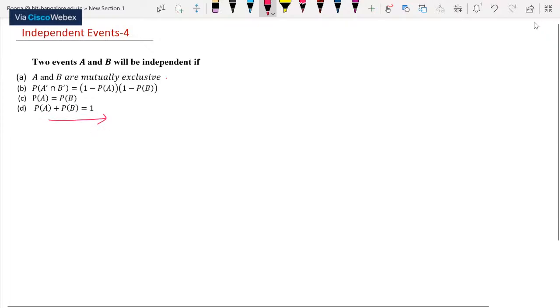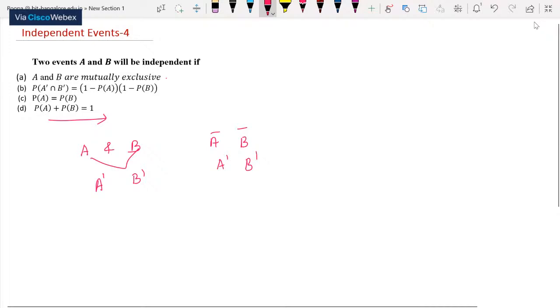Which one is correct? No, it's wrong. See, I told you in the beginning, if A and B are independent, please keep in mind, the corresponding complements are also independent. Either writing this or this, but in your CET question paper, I saw they wrote prime. Prime is nothing but complement. The answer given is not correct.